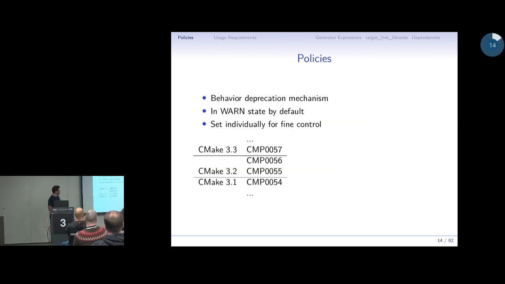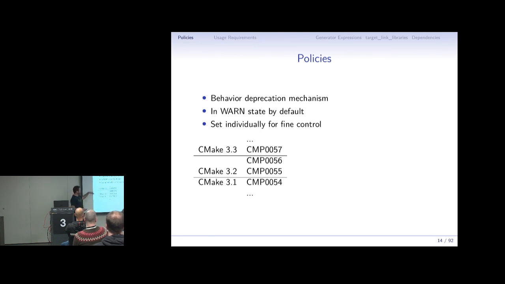What are policies? Policies are a system built into CMake for deprecating old behavior. Often if we hit a bug in CMake, we'll create a policy so that we maintain the buggy behavior, but we also have new behavior which is more sane. And we'll give you a warning if you're accidentally depending on the old behavior. That might mean something like the link order is incorrect on the command line that we generate. And so we'd have a policy for generating the correct link order.